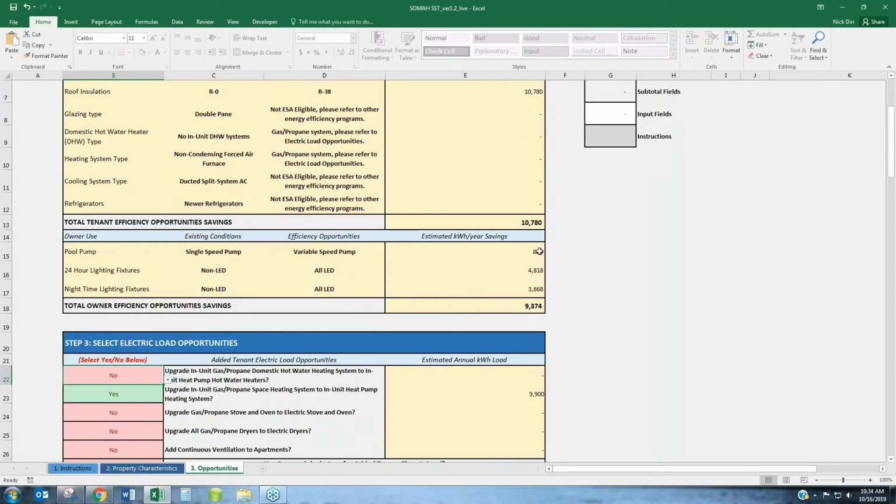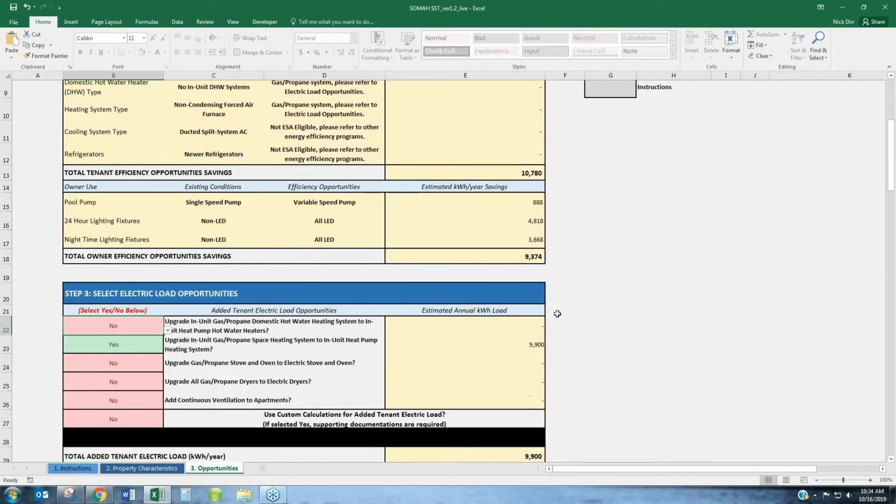On the common area side, converting the single speed pool pump to a variable speed pool pump would save almost 900 kilowatt hours. Upgrading the 24-hour lighting fixtures to LED would save about 4,800 kilowatt hours, and upgrading the nighttime evening 12-hour fixtures to LED would save almost 3,700 kilowatt hours. So these are summed together accordingly.